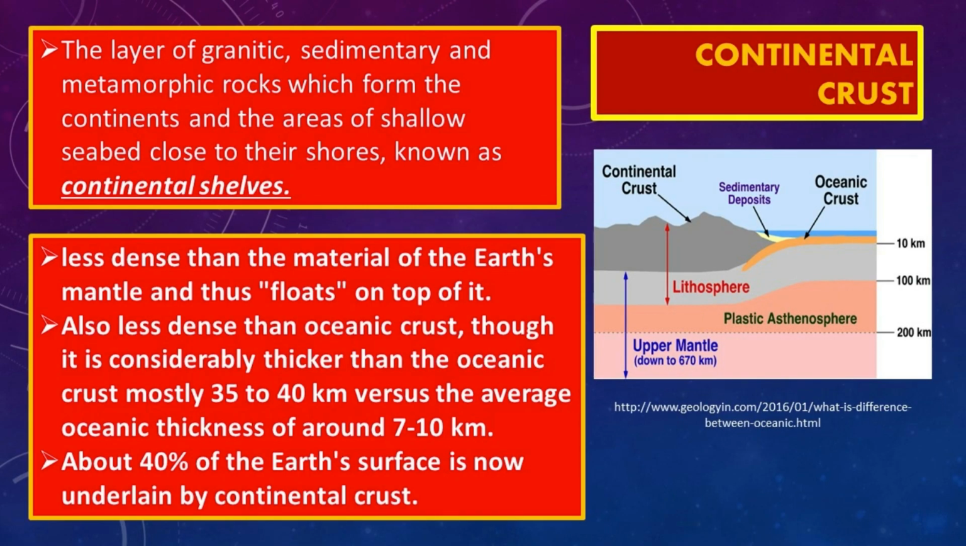The continental crust. The continental crust is the layer of granitic, sedimentary and metamorphic rocks which form the continents and the areas of shallow seabed close to their shores, known as continental shelves. It is less dense than the material of the Earth's mantle and thus floats on top of it. Continental crust is also less dense than oceanic crust, though it is considerably thicker than the oceanic crust, mostly 35 to 40 kilometers versus the average oceanic thickness of around 7 to 10 kilometers. About 40% of the Earth's surface is now underlain by continental crust.